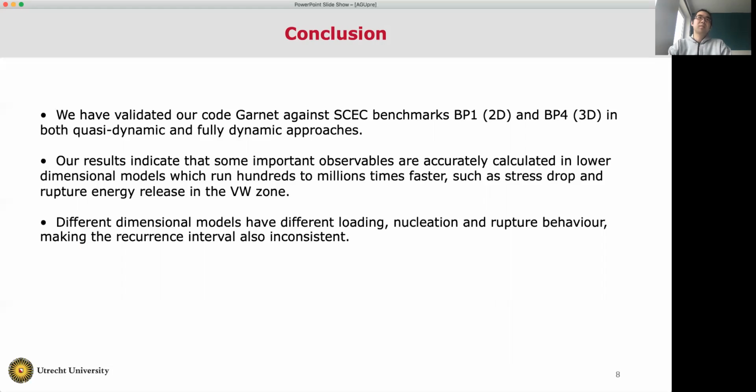But we also admit that the different dimensional models result in different loading, nucleation, and rupture behavior, and this makes the recurrence interval also inconsistent. And to look for more detail, you can read my poster and other discussions.